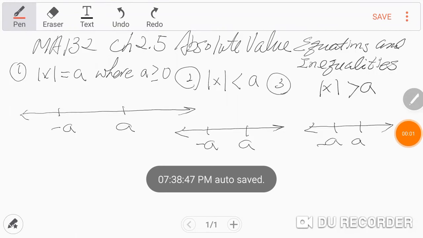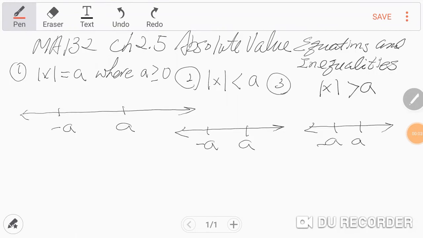Okay, in this section, chapter 2.5 is about solving absolute value equations or inequalities. If there's an equation or inequality, there are only three types. The first type is absolute value of x is equal to a. Then the solution is either positive a or negative a.